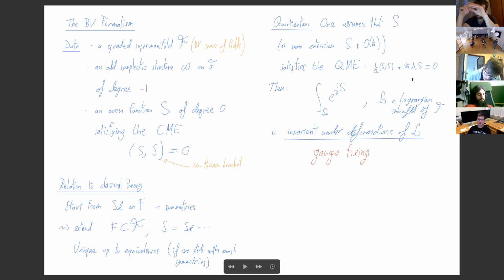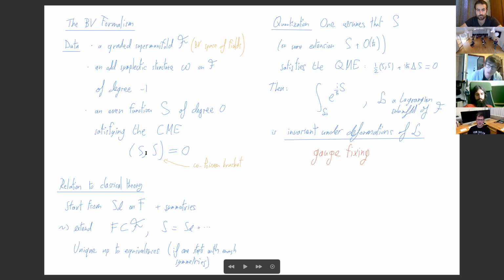Okay, for quantization, you actually need something more. You need the quantum master equation, which is this equation here, where you now introduce the variable h bar, which is Planck's constant, and you introduce this extra operator, which is called the BV operator. I will not talk about this in the talk, so just let me make this digression. There is this additional operator you can define on an odd-symplectic manifold, and at least if it's finite dimensional, you can make sense of this equation, and you see that for h bar equal to 0, this is just the classical master equation. So you should think of this equation as a deformation of the classical master equation.